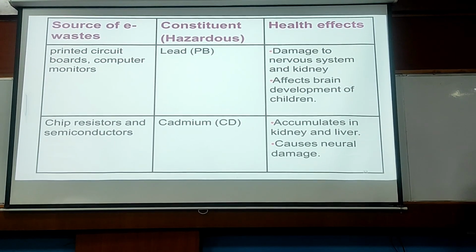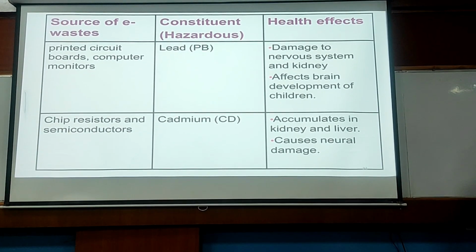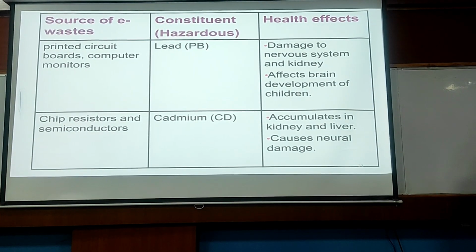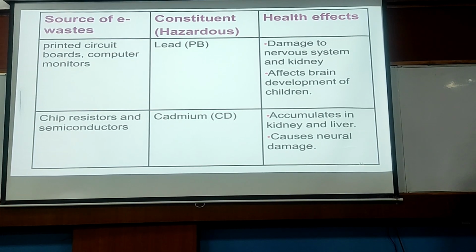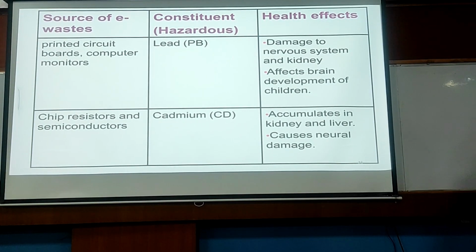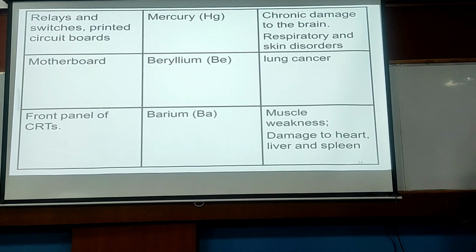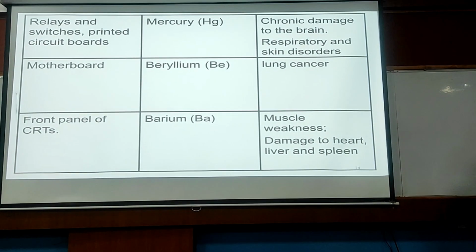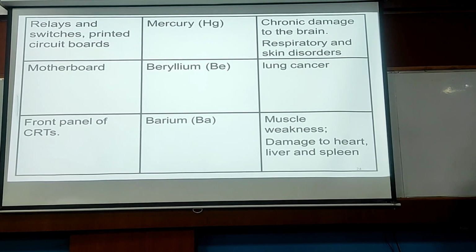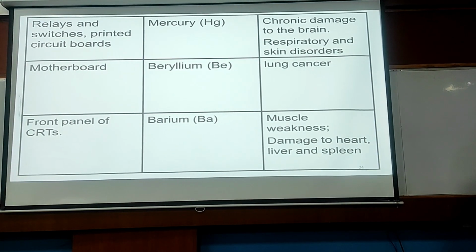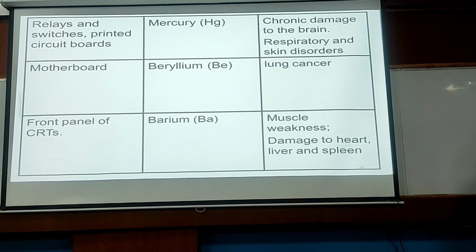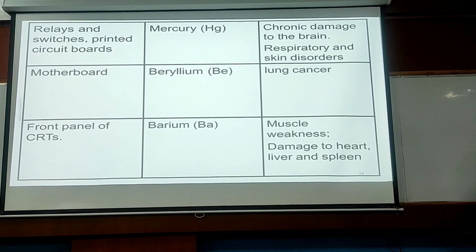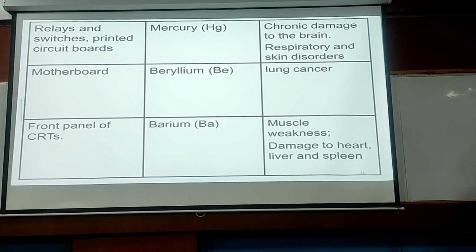Now we can see the effect of these hazardous elements. For example, lead damages the nervous system and affects the brain. Cadmium affects the kidney, liver, and the neural system. Mercury affects the brain and respiratory system, and skin disorders are there. Beryllium causes lung cancer. Barium, which is also in the e-waste material, causes muscle weakness and damage to the heart, liver, and spleen.